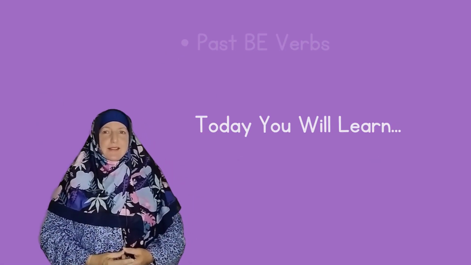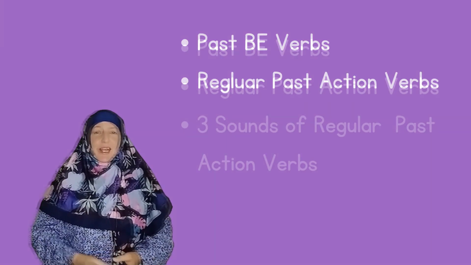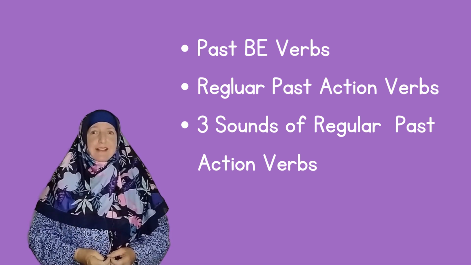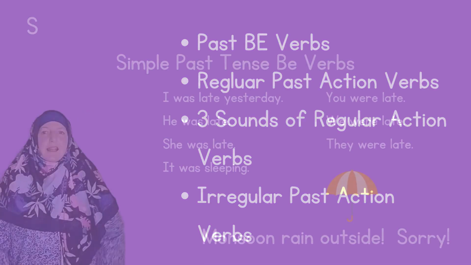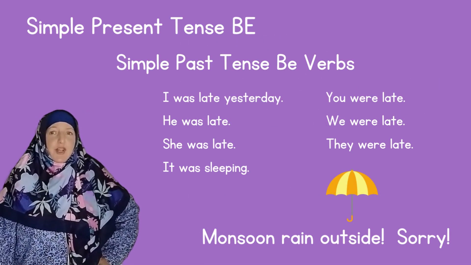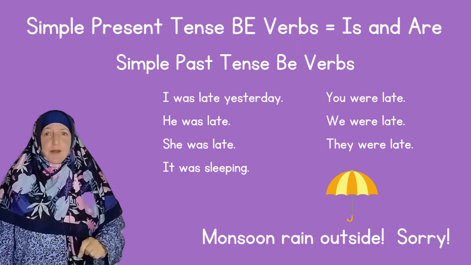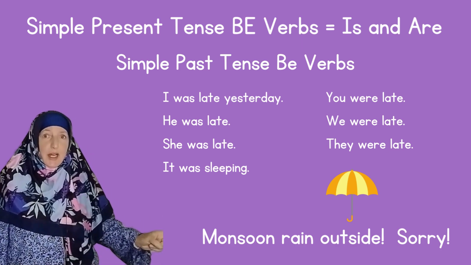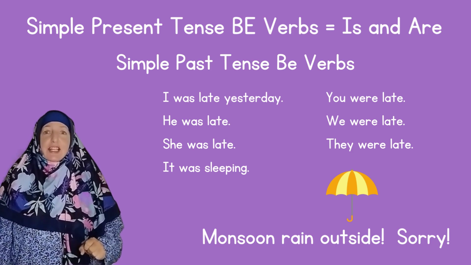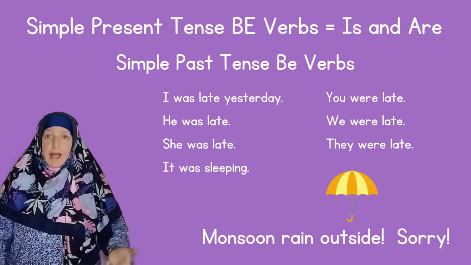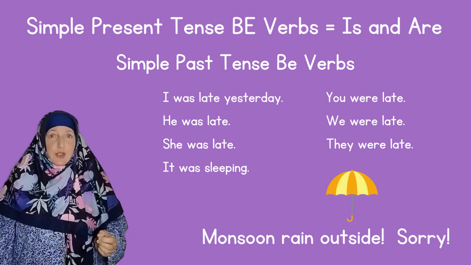We will talk about the past be verbs, regular past action verbs, the 3 sounds of regular past action verbs, and irregular past action verbs. First, let's talk about the be verbs. Is and are, the simple present tense be verbs, become was and were when we talk about the past. The singular pronouns I, he, she, and it use was. The plural pronouns you, we, they use were.